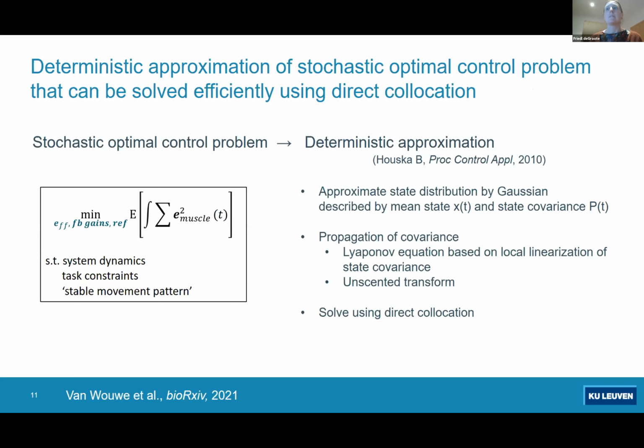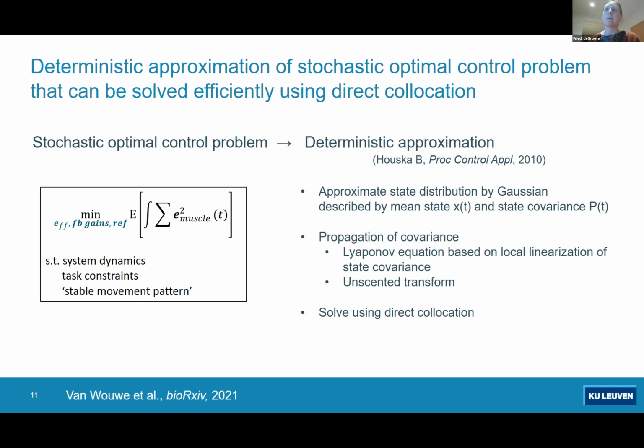In the presence of noise, the state, which typically includes the positions and velocities, is variable. And we approximate the state distribution by a Gaussian distribution. And as a result, we can represent the state distribution by the mean state and the state covariance. And in a general case, the dynamics of the mean state is nonlinear. We also need to describe the dynamics of the state covariance. And so far, we have used two approaches to do so, either a local linearization of the state covariance around the mean state, or an unscented transform to approximate the state covariance. And we then solve the resulting deterministic optimal control problems using direct collocation.